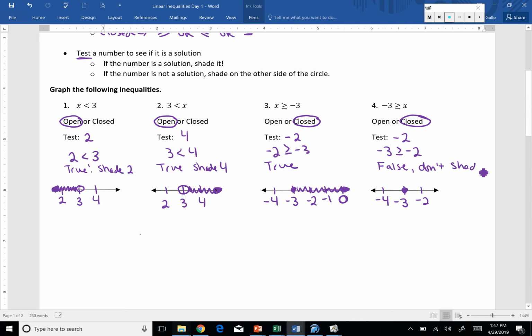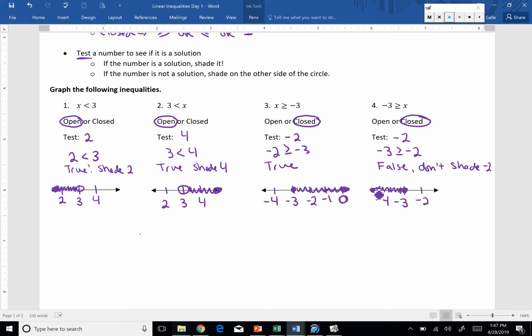Don't shade -2. So that means we're going to shade the side with -4. If you choose a number, I know same thing Miss Golly, but I didn't pick -4 on this one. I picked -2. If it doesn't work, that's okay. That means you need the other side of that number. So if I pick -2 and it doesn't work, I want to shade the other side of -3.